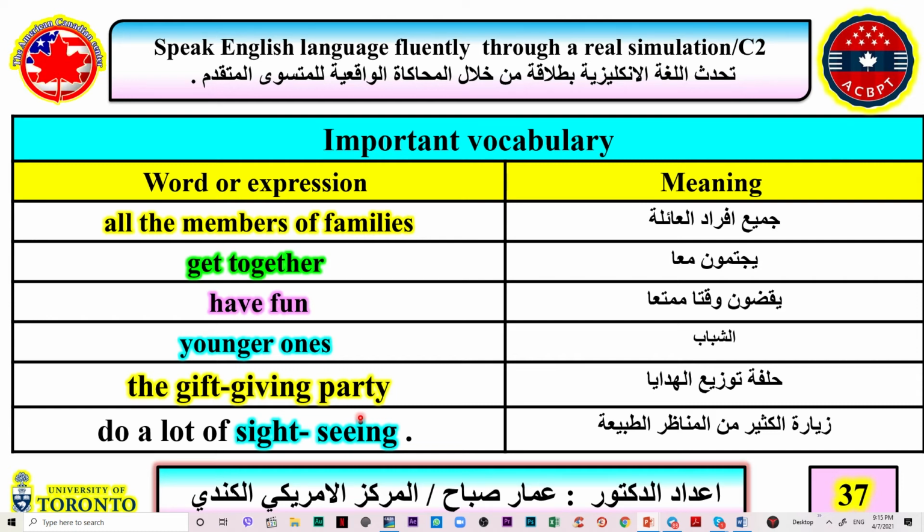And play traditional games. Traditional means tawqlidiyya. And have funny times. That's all.